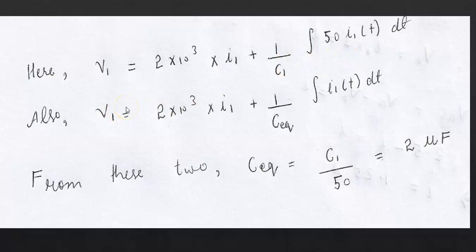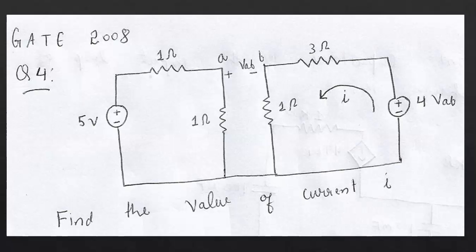Now suppose the capacitance of the input loop is CEQ, equivalent capacitance. So writing the equations again for the input loop, V1 will be equal to 2 into 10 raised to power 3 I1 plus 1 by CEQ integral I1 dt. This is for the input loop. Now comparing these two equations, equivalent capacitance will be equal to C by 50, that will be equal to 2 microfarad. So if you have any doubt regarding this numerical, please ask in the comments and I will try to answer it.